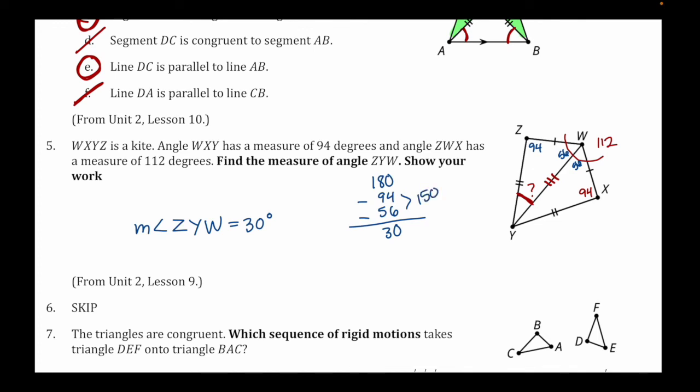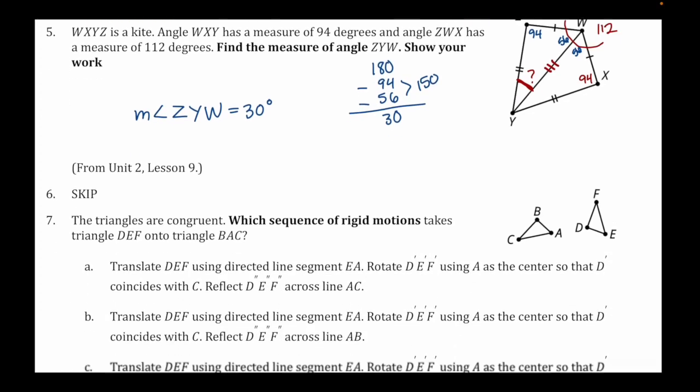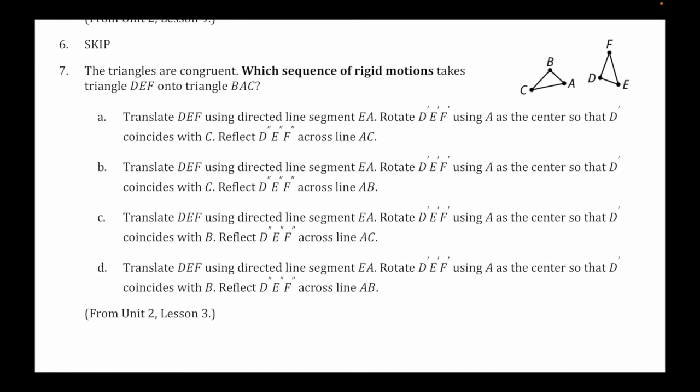Okay, now we are skipping question 6. But we are going to do question 7 here, and this is just which sequence of rigid motions would take DEF, so DEF is the triangle on the right, over to BAC, so right here. So D needs to correspond with B. So we're going to translate using directed line segment EA. That is going to take E onto A. So then we would rotate using A as the center.